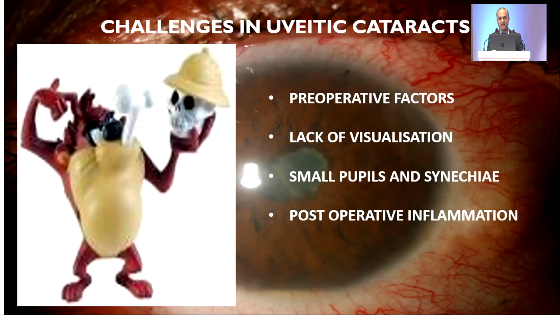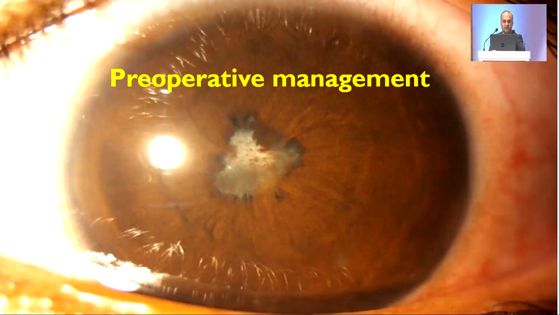So what are the challenges that we will face when dealing with uveitic cataracts? There are preoperative factors to be looked for. There is obviously a lack of visualization, small pupils, synechiae, and an unpredictable postoperative course, including an increased incidence of postoperative inflammation in these eyes. So what are the things that as surgeons we should think of in terms of the preoperative management?